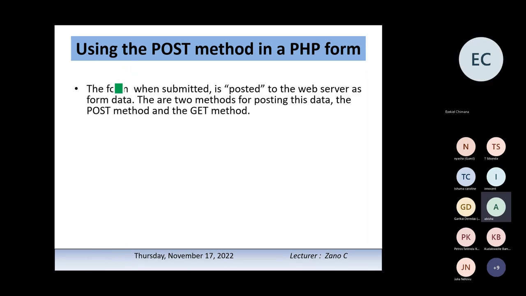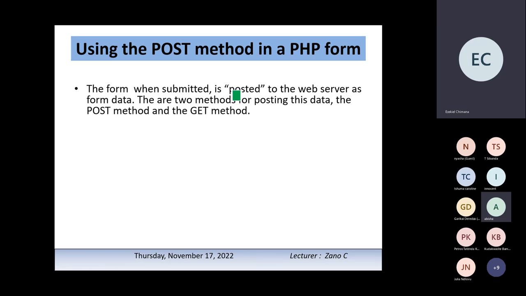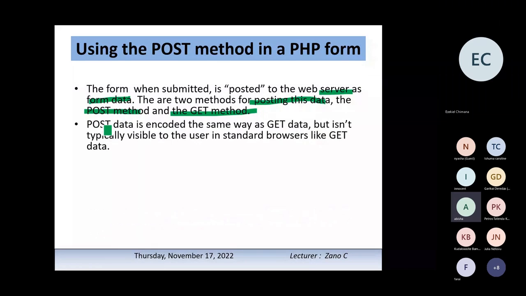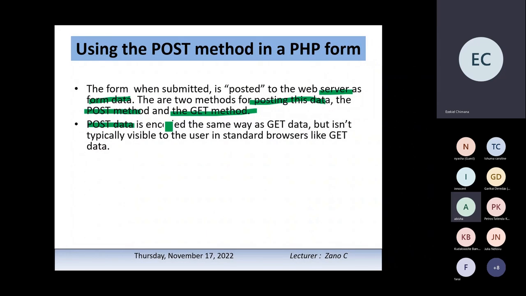So the form, when it's submitted, is posted to the web server as form data. So there are 2 methods for posting this data: the post method and the get method. Post data is encoded the same way as get data, which means in terms of security they are almost the same, but it isn't typically visible to the users in a standard process like get data. So the post data will not be visible, but the get data will be visible.